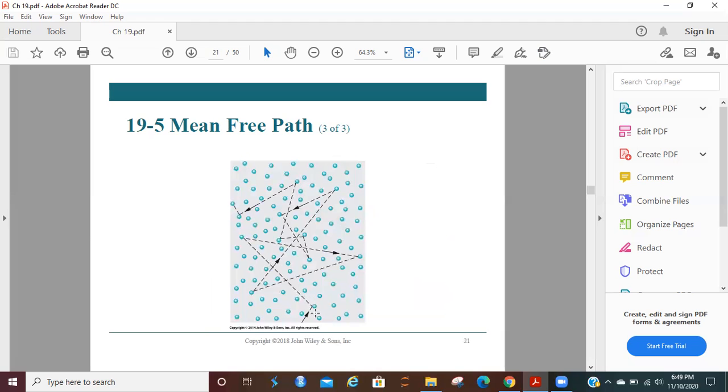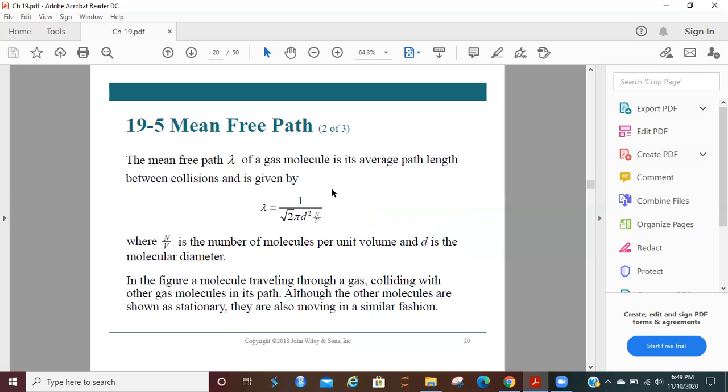If we look at our figure here, something is coming in, boom, has a collision here, it bounces over here, boom, has another collision, keeps going this way, boom, and so on and so forth, and just keeps colliding. So the question becomes, how long is that path on average before a collision is made? And that's where this formula comes in.